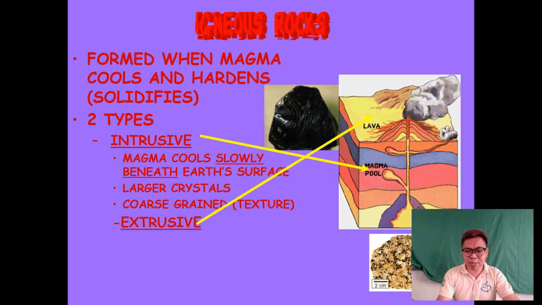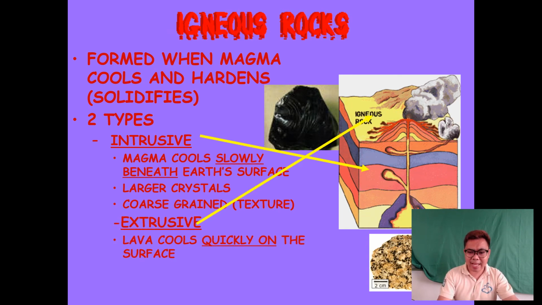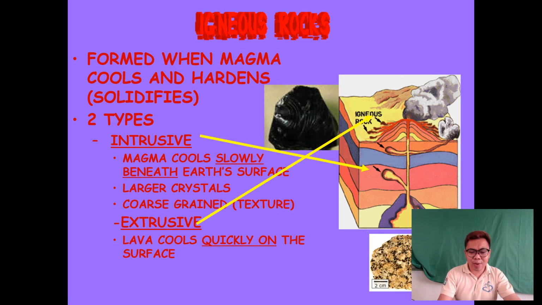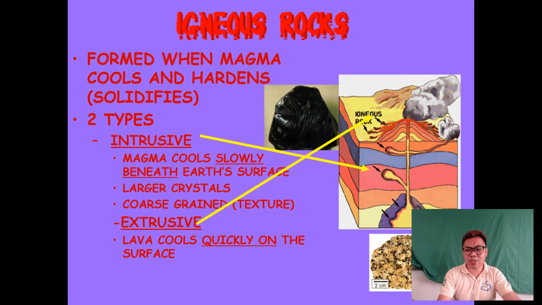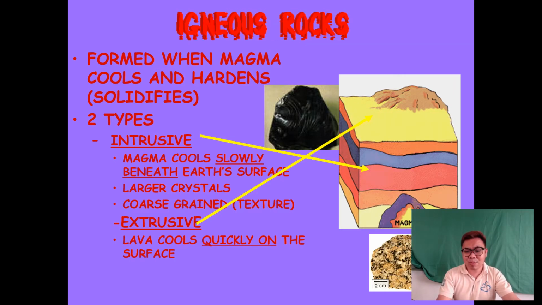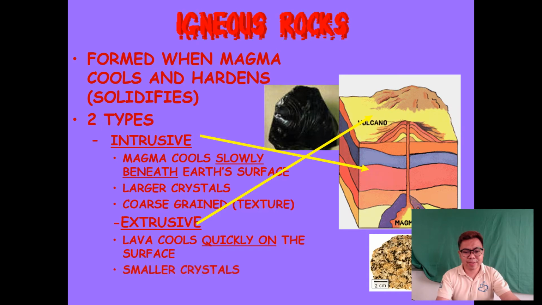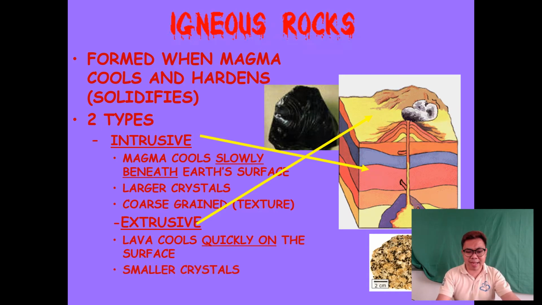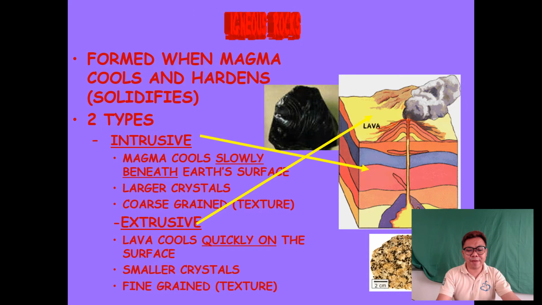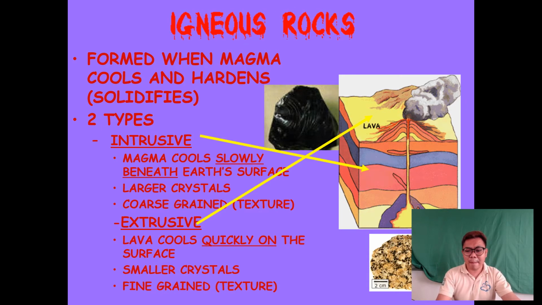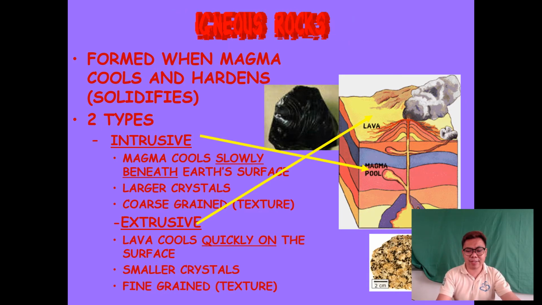While extrusive naman, sa labas naman sila nagkakaroon ng formation. It quickly forms on the surface, or sa labas naman mismo. Sumasabay sila sa pagputok ng bulkan. They have smaller crystals naman. And they have fine grain texture. Mas makinis kumpara sa coarse grain.